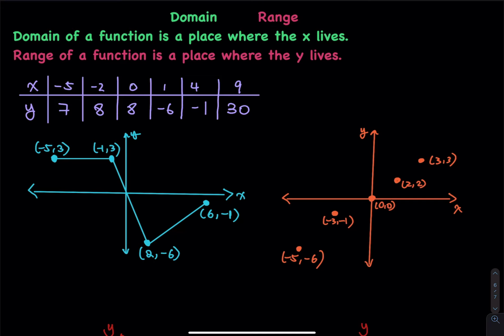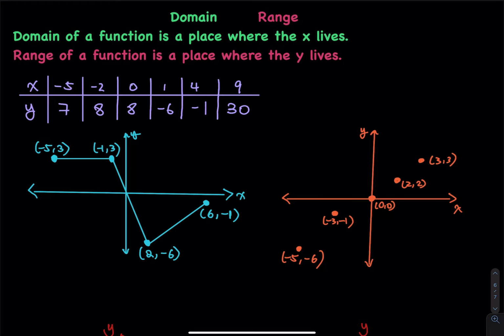Let's talk about domain and range. If you look up the definition of domain and range online, usually those definitions are written in very complicated language. So let's make things simple. Domain of a function is the place where x lives. So that means domain refers to x. How about range? Range of a function is a place where y lives.